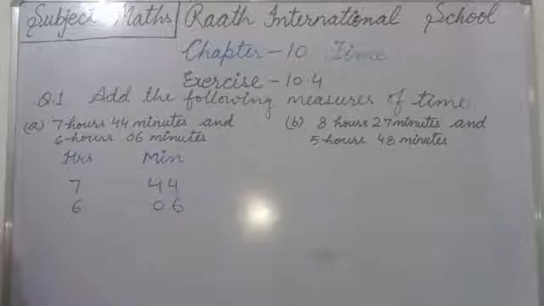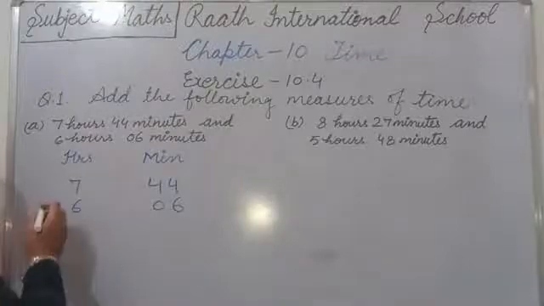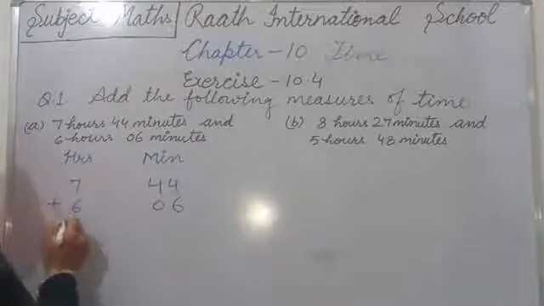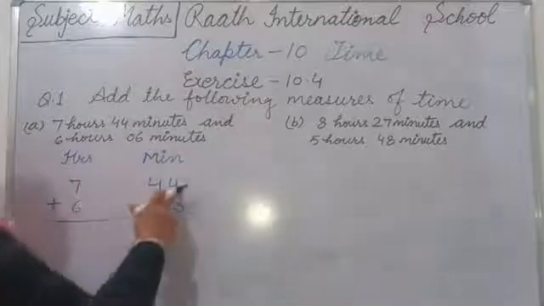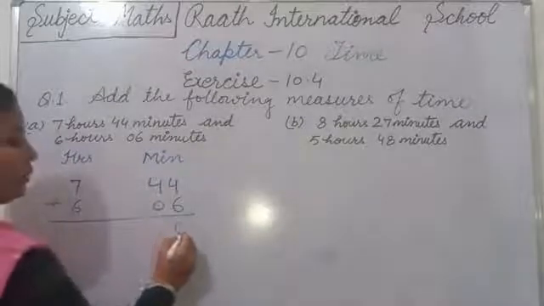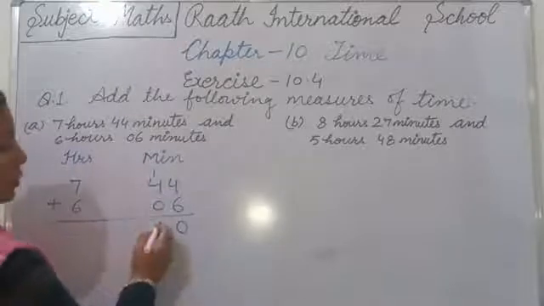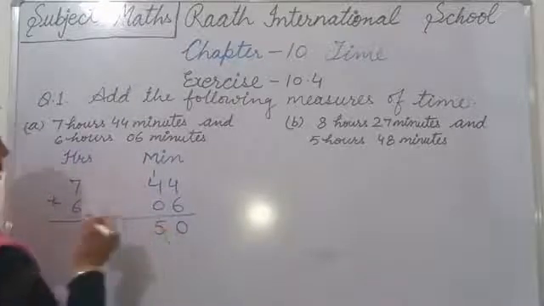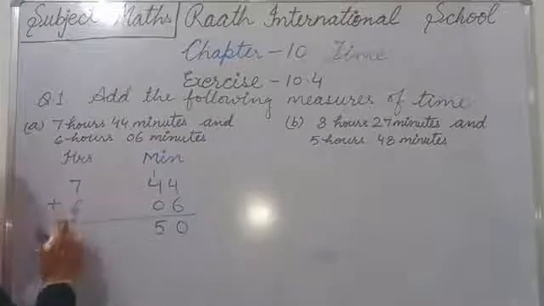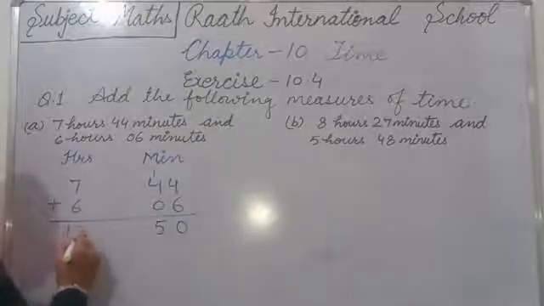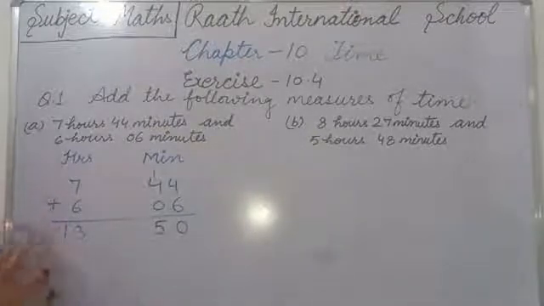Now how will we do addition? Like the simple addition. In minutes we add minutes and in hours we add hours. Now 4 plus 6 is 10, 1 goes carry. 4 plus 1 is 5, 5 plus 0 is 5. Now 7 plus 6 is 13.